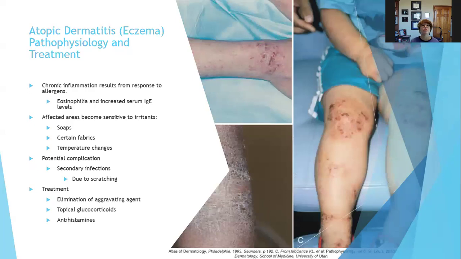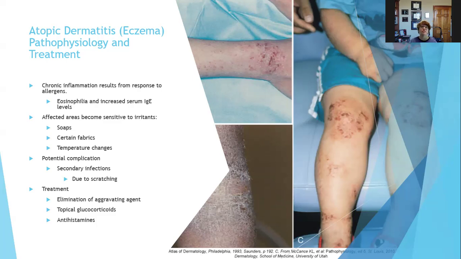It's chronic inflammation that results from response to allergens, and the body does mount an immune response. Affected areas can become sensitive to irritants from soaps or certain fabrics or temperature changes. That's difficult because you can't really control that all the time. The potential complication of eczema is secondary infections due to scratching. This is particularly a problem with children because it's hard to keep them from scratching if it itches.